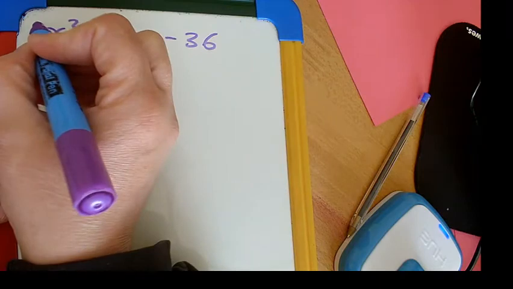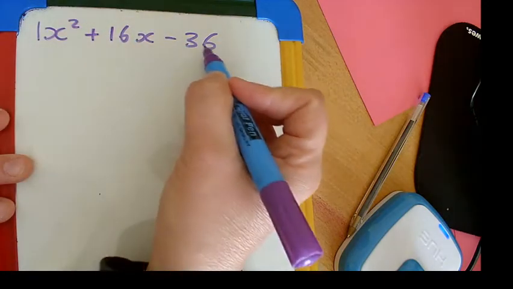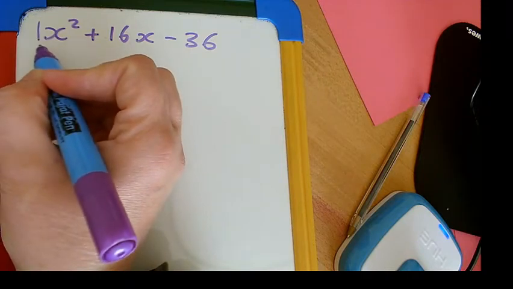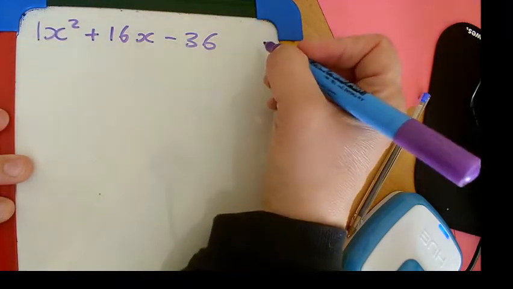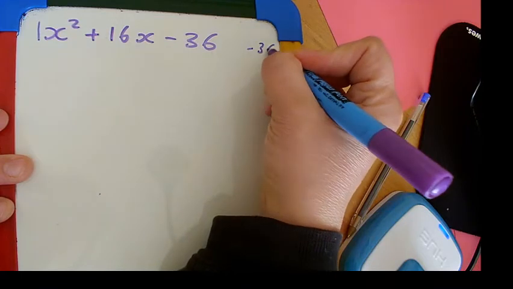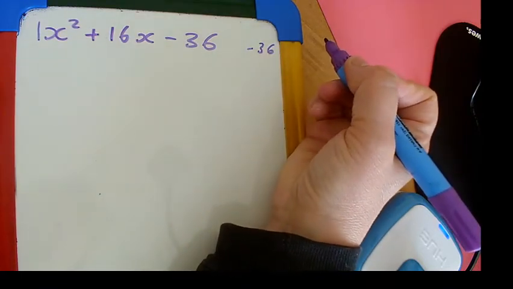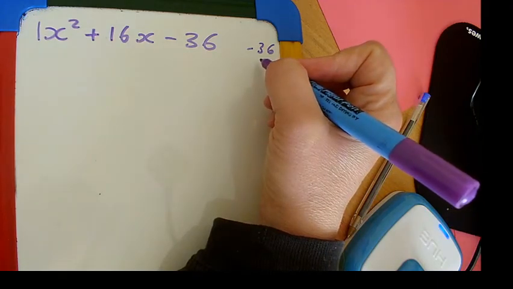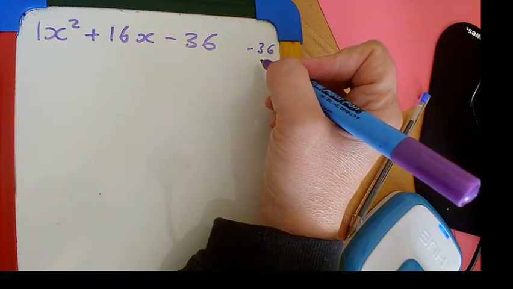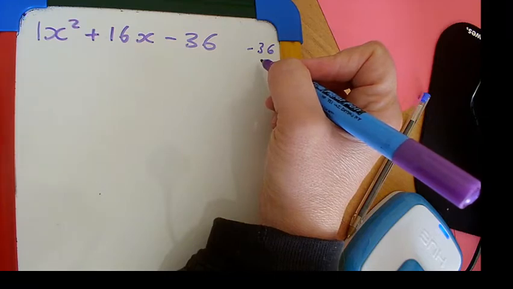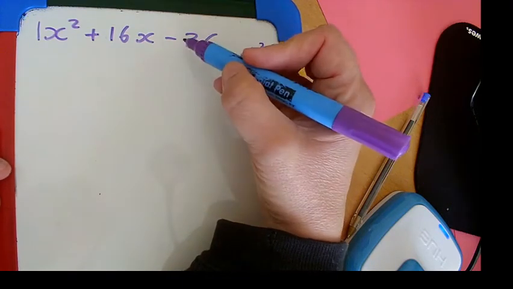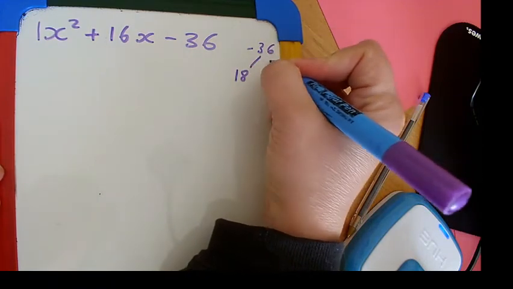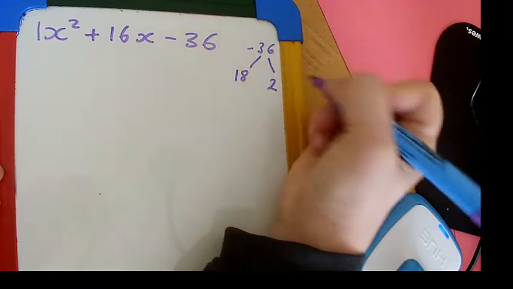Now what we're going to do is multiply the first number by the last number. Do you remember there's an invisible one here? Lots of invisible ones in maths. Well, 1 times minus 36 is minus 36. Now what times what gives us minus 36? Well, we've either got 18 and 2, 9 times 4, 6 times 6, or 36 times 1. We're trying to subtract to give us 16, so it therefore has to be 18 and 2.